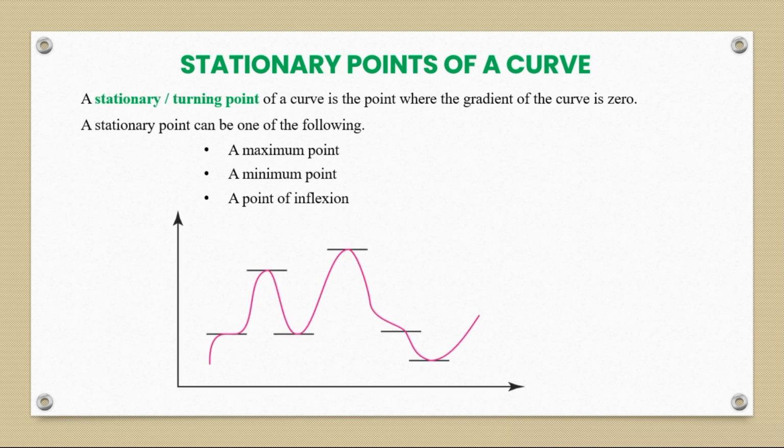So let's look at this curve diagram that we have here. This is a curve diagram that has points that are maximum, points that are minimum, and some points that are points of inflection. Point A is a point of inflection. Point B is the maximum point. Point C is the minimum point. Point D is another maximum point. Point E is another point of inflection, because it is more like point A. And point F is the minimum point.